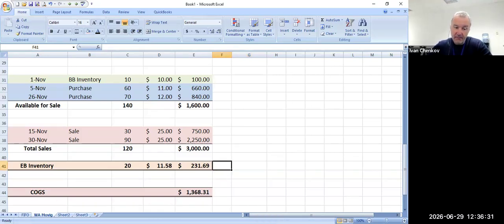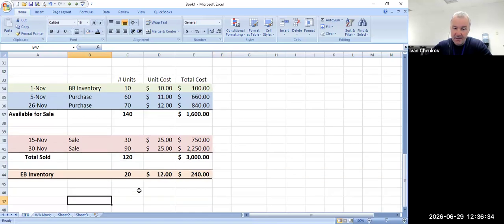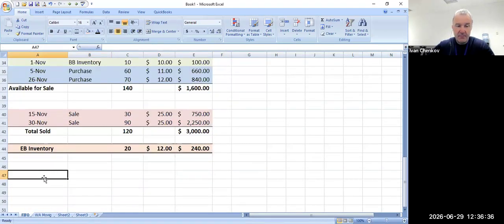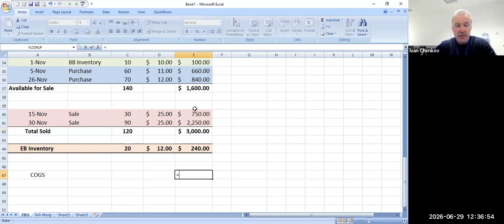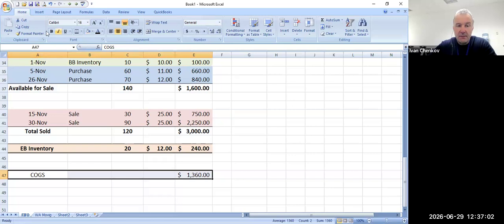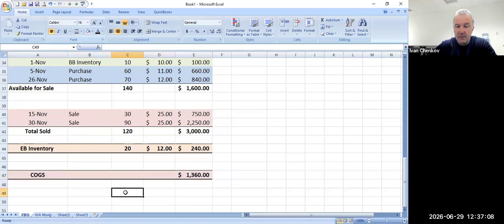Now, if we go back to first in, first out, and we have to end up here with the cost of goods sold as well, again, the number of units we sold doesn't matter in this case, because we know that we sold 220, but the cost of goods sold is interesting. Again, we're going to have available for sale minus the ending balance. Our cost of goods sold now will be 1,360. And now you can see how the information suddenly changes by using one method and another method.